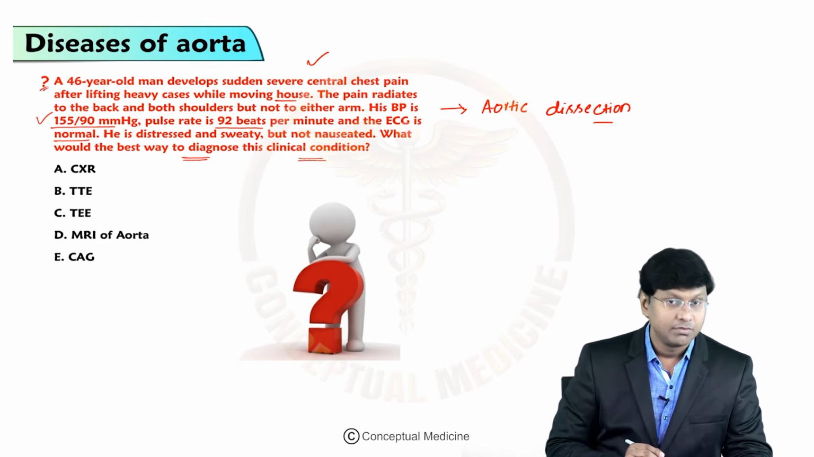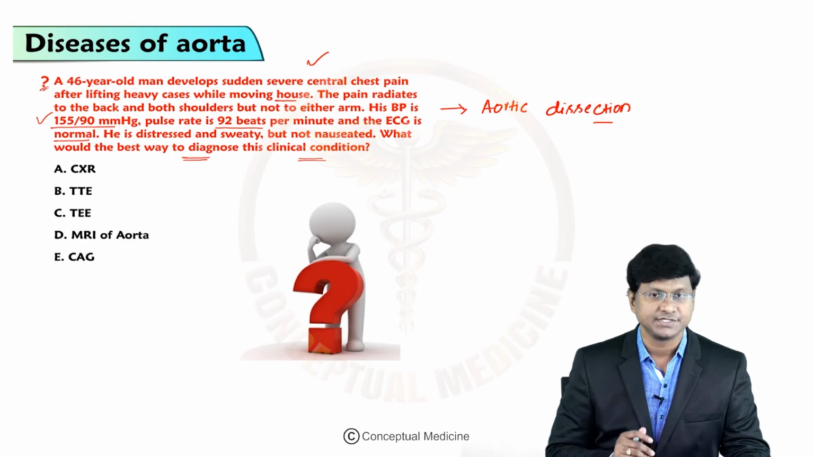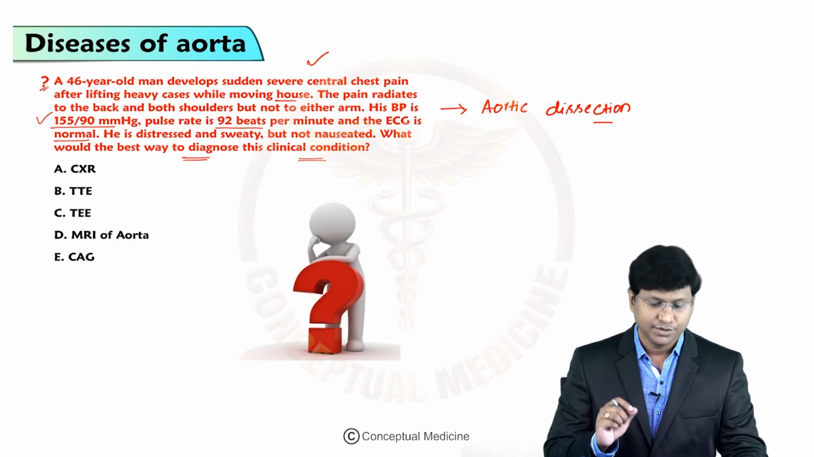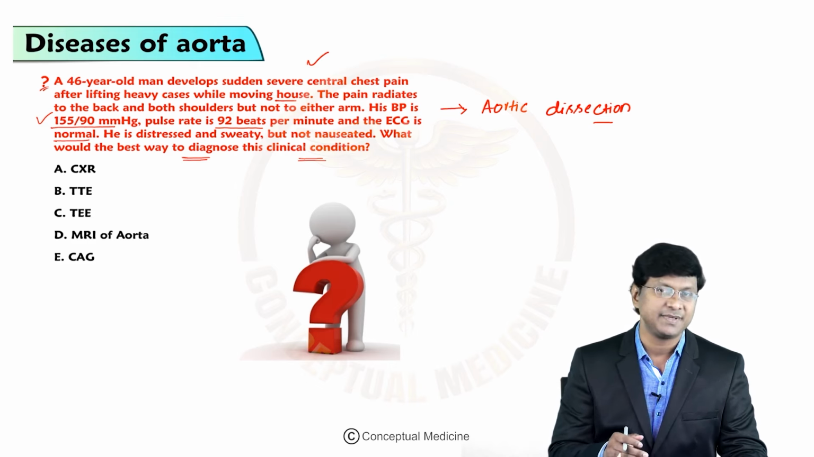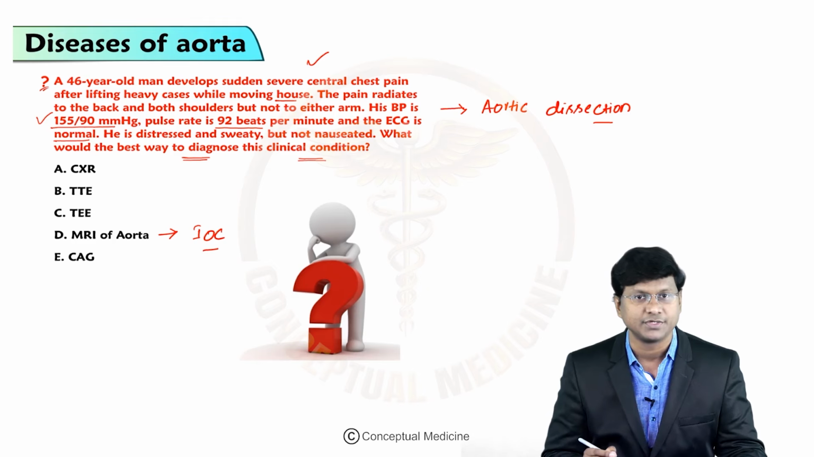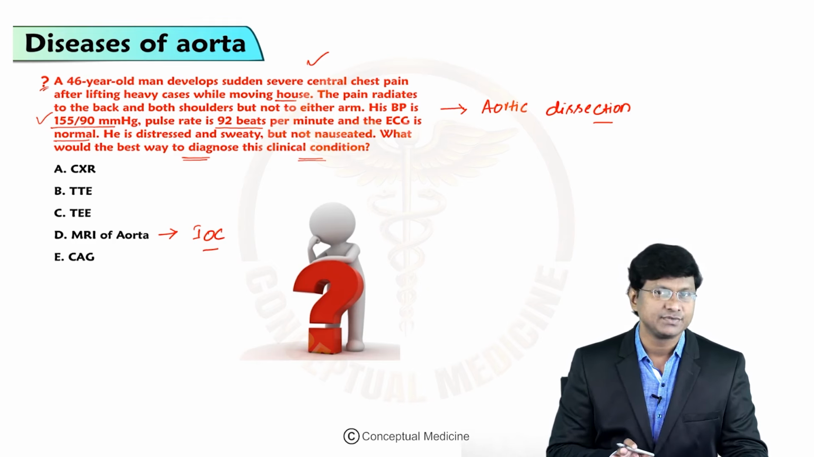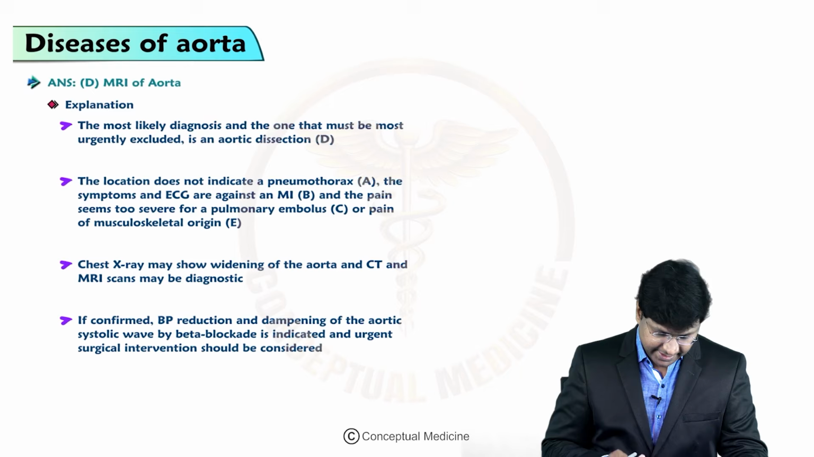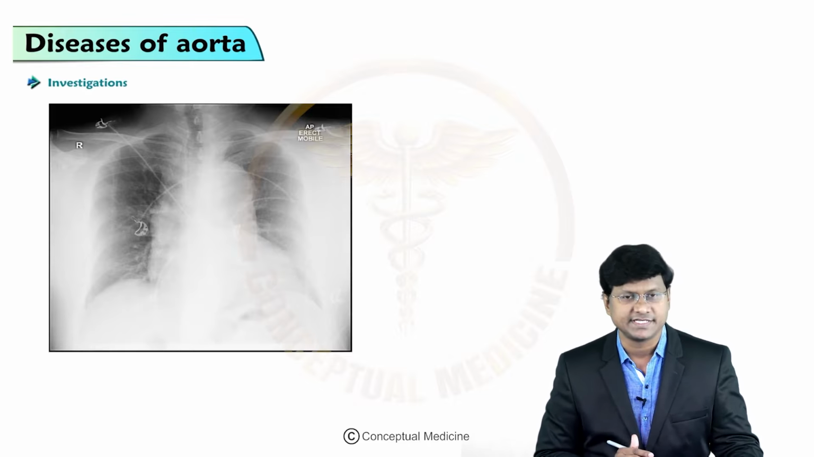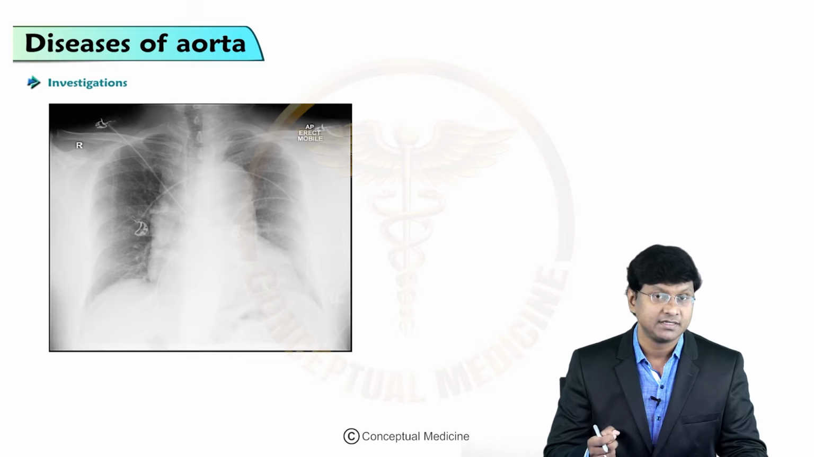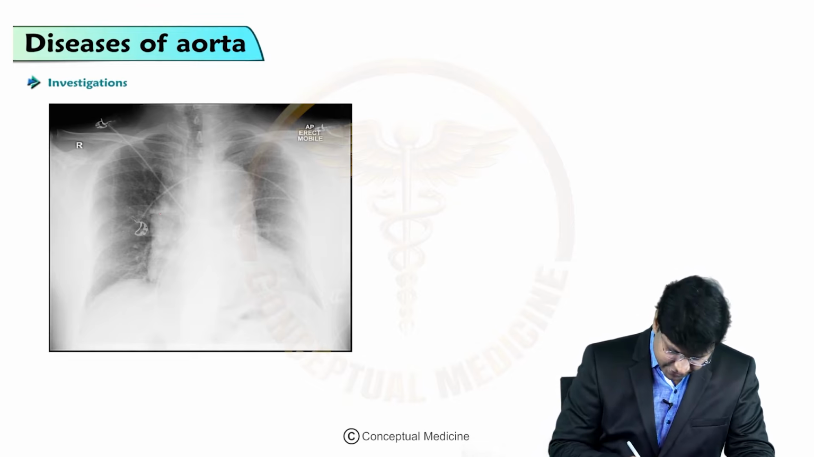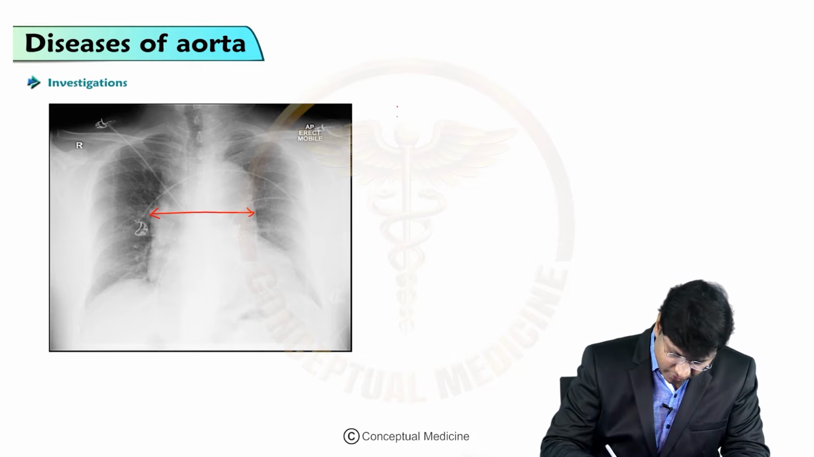Now, what is the way to diagnose aortic dissection? Chest X-ray, transthoracic echocardiography, transesophageal echocardiography, MRI of the aorta, coronary angiogram. You can do all these investigations in patients with aortic dissection. But what will be the investigation of choice? Investigation of choice will be MRI of the aorta. Very important is the chest X-ray. What will be the chest X-ray finding? Number one, first and foremost, there will be widening of the mediastinum.